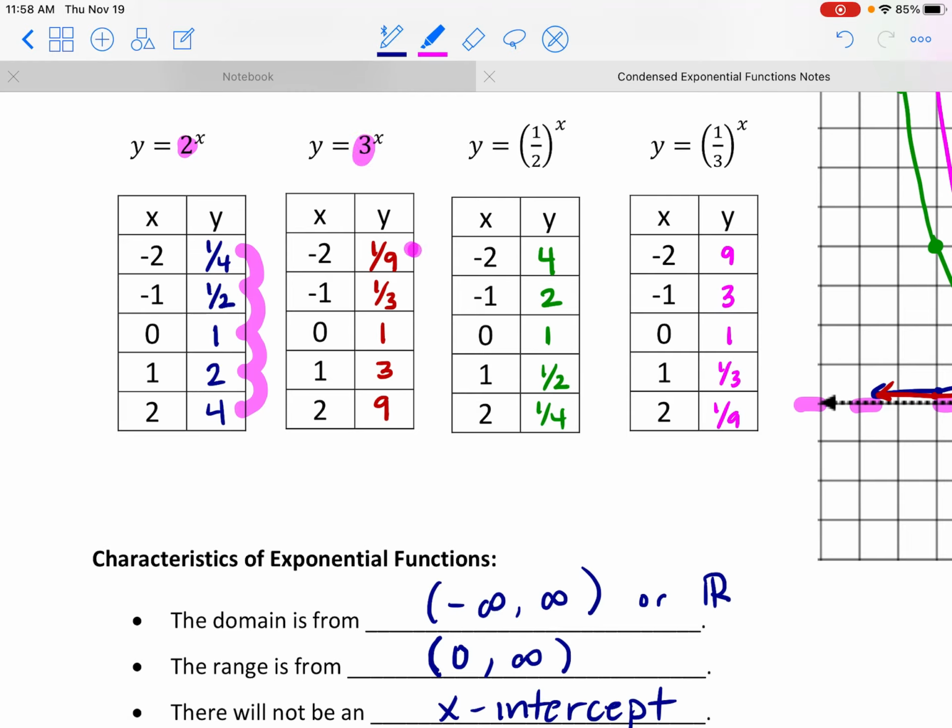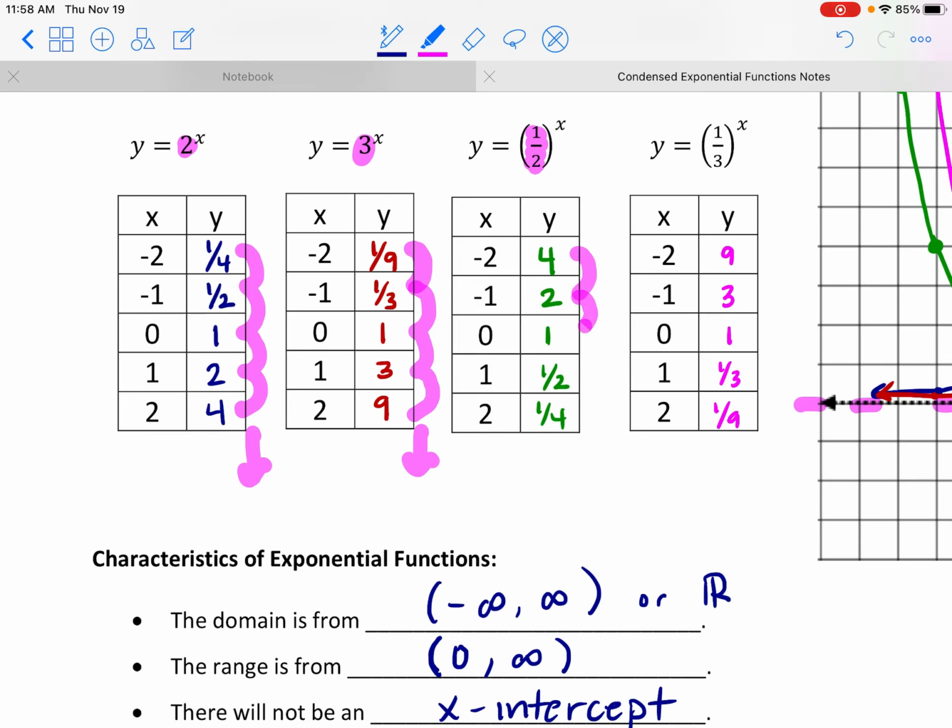So a 9th times 3 is a third, and then times 3 is 1, times 3 is 3, times 3 is 9. So we saw these numbers getting bigger because we were doubling, or getting even bigger because we were tripling. What's happening here is our base of a half means our numbers are getting cut in half every time. So 4 times a half, 4 cut in half, would be 2.